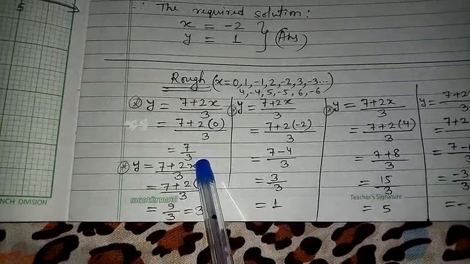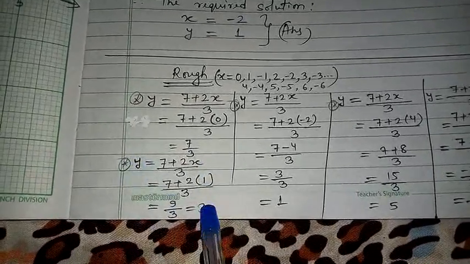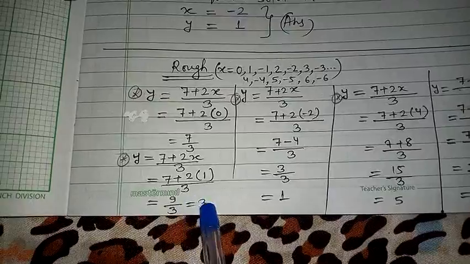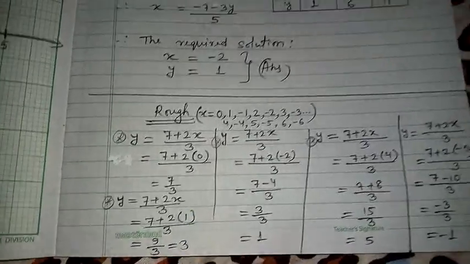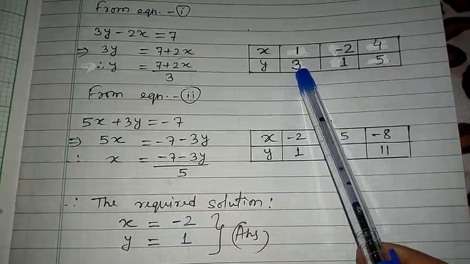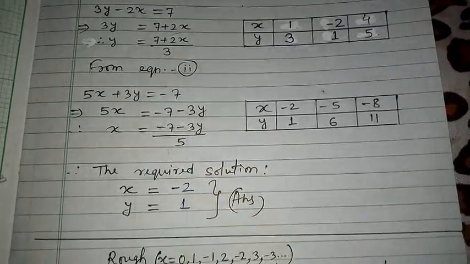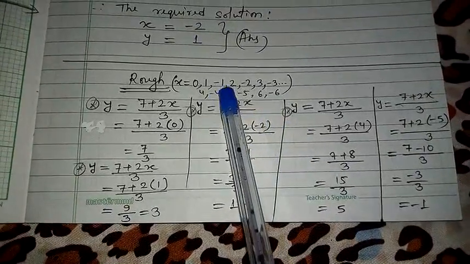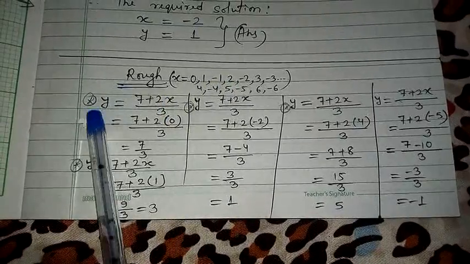So my value of x is 1, and the value which I got is the value of y. So this 1 and 3 I will put here in the box. 1 is the value of x and 3 I got as the value of y, that is 3.